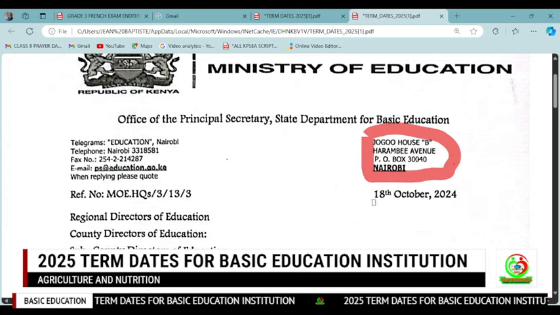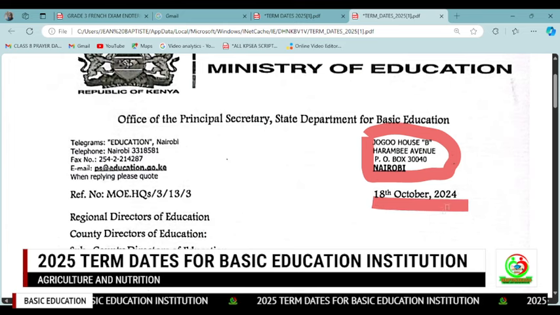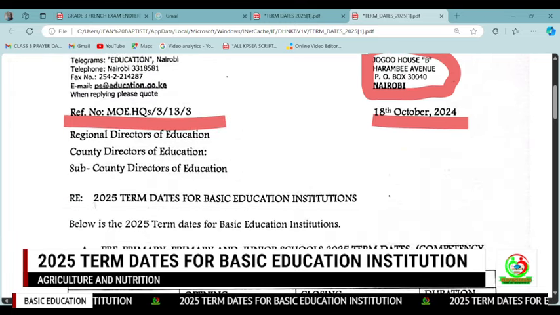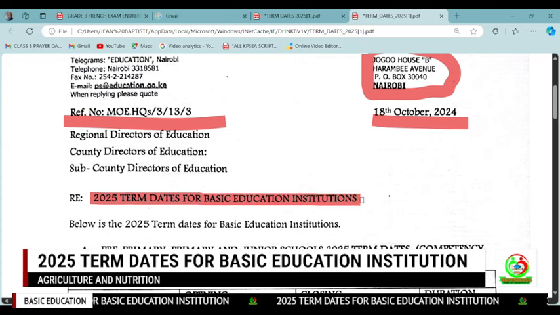It was released today, 18th October 2024. It was copied to all these people down here, all these are the people who have received it. Then we have the 2025 term dates for basic education institutions. Below are the 2025 term dates for the basic education institutions: A, B, and C.